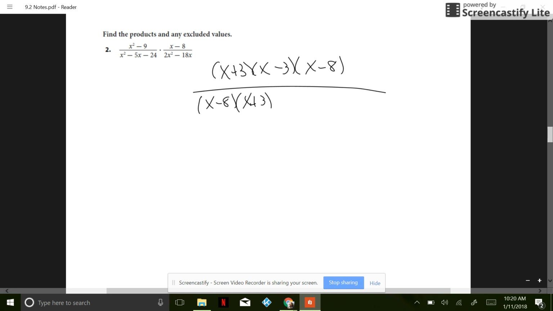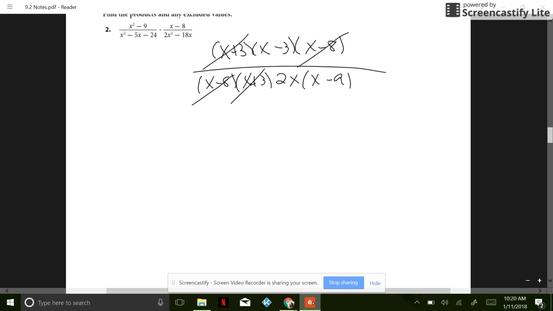And then the 2x squared minus 18x, we could factor out a 2x, and then we're left with x minus 9. So now we can look for the things that will cancel. So the x plus 3's will cancel, and the x minus 8's will cancel. We'll be left with x minus 3 over 2x times x minus 9.